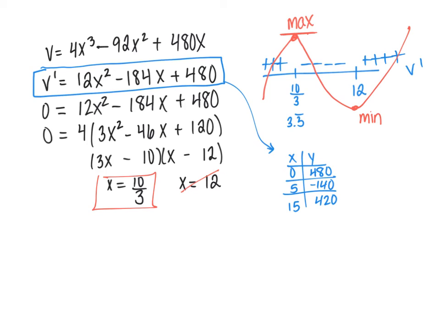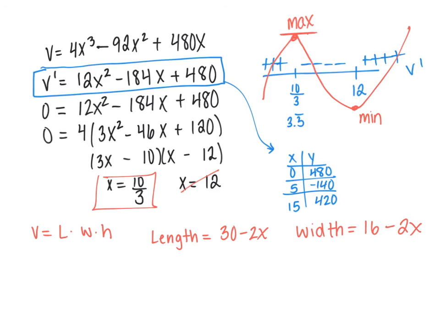So they want the dimensions for the largest possible volume. So remember, the volume was length times width times height. So I want the length, the width, and the height. So the length was 30 minus 2x. The width was 16 minus 2x. So I'm just going to plug my x value in. So my x is 10/3. And then I will get my length and width values.